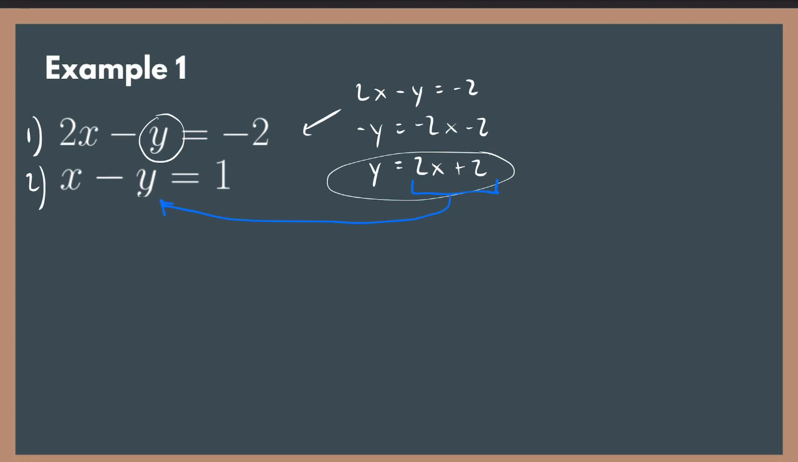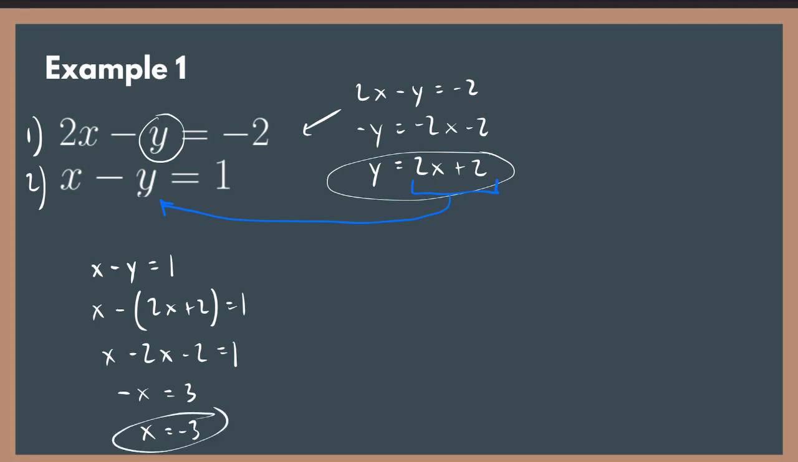Now we can go into step 3, which is substituting the solution. Since we know that 2x plus 2 is our y, we can take the second equation, x minus y equals 1, and plug that into the y value. It will look like x minus (2x plus 2) equals 1. And here we can just solve for x. x minus 2x minus 2 equals 1. We have -x equals 3, and x equals -3.